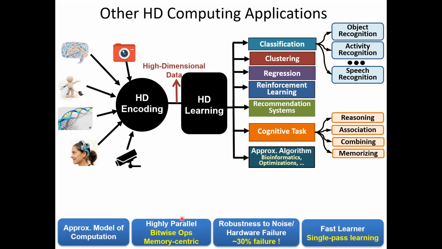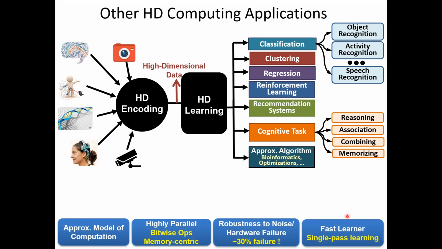First, we are highly parallel. We support lots of bitwise operations, and we are very memory-centric, so it's ideal for today's hardware or even emerging hardware. Also, we have a lot of robustness to noise and failure. If you're running it on hardware that may have even 30% random noise, we can remain robust and provide completely accurate learning results.